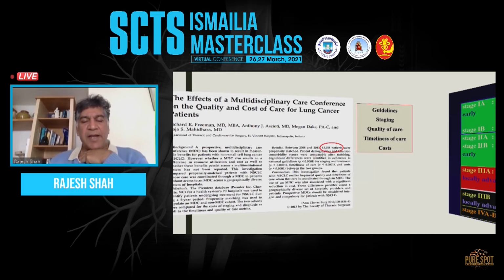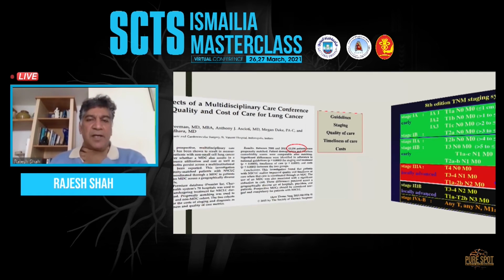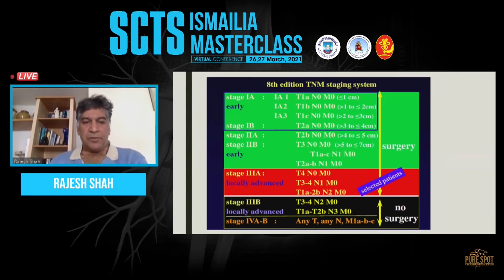So this is the eighth edition of TNM staging, thereby classifying patients into several different groups. Stage 1A, Stage 1B, Stage 2A, Stage 2B. Patients, if fit, are considered for surgery. There is no controversy about that. I think Stage 3A is a very heterogeneous group, and selected patients within stage 3A in the context of multimodality treatment will benefit from surgery.